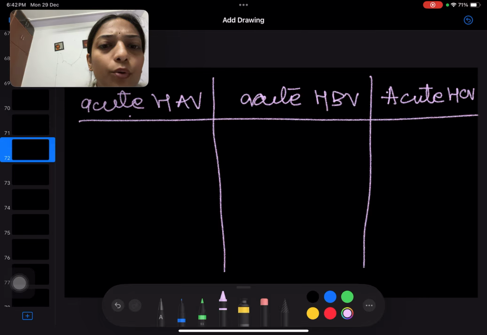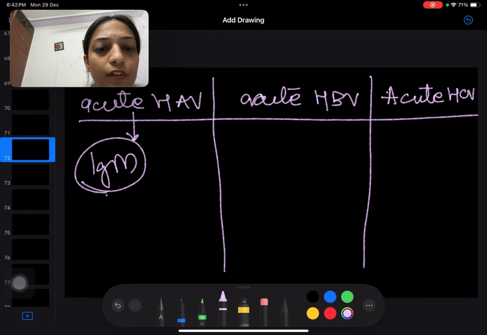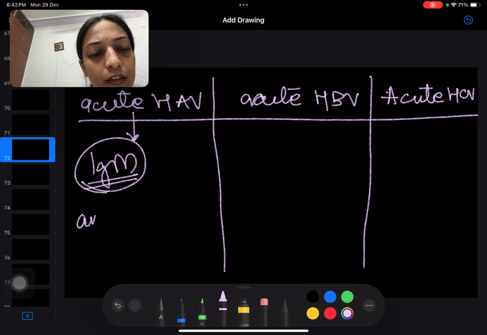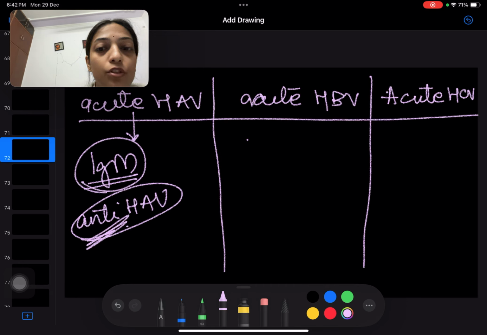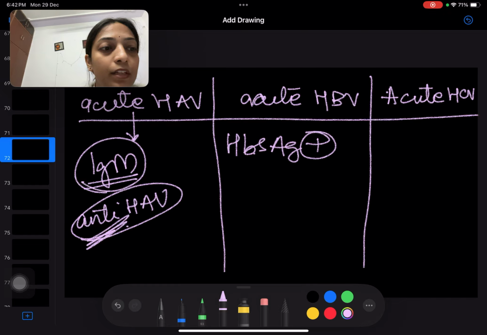So, acute HAV is diagnosed by what? IgM. If serum IgM for anti-hepatitis A is positive, then it is acute hepatitis A. For acute hepatitis B, we do not wait for antibodies because we know that it may go into chronic phase, right? So for acute hepatitis B, we diagnose it by HBsAg positivity, surface antigen, right?